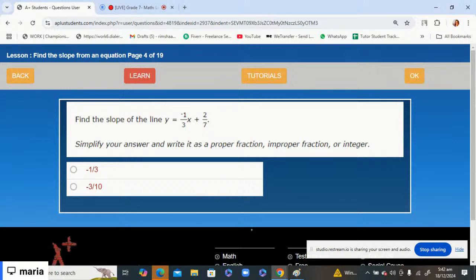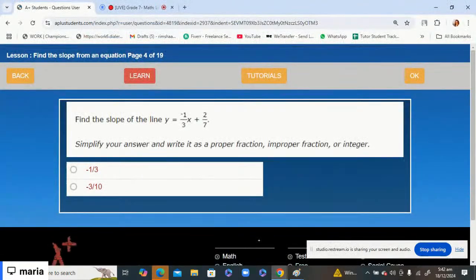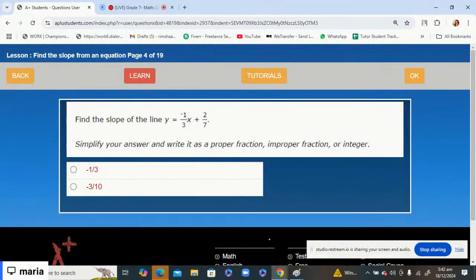Now find the slope of the line. So look at here, minus 1 by 3x and plus 2 by 7. Okay, so this is the value of x. That is minus 1 by 3, which is your slope. So we can say that this is your slope. That is m. So here we're gonna put minus sign with the 1 by 3.